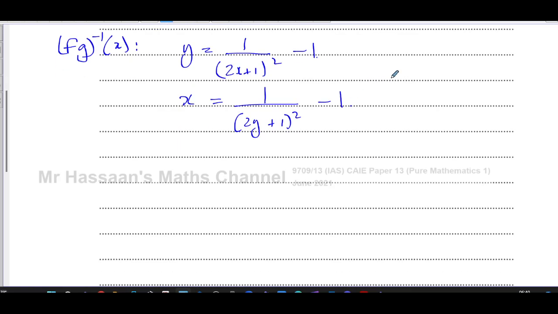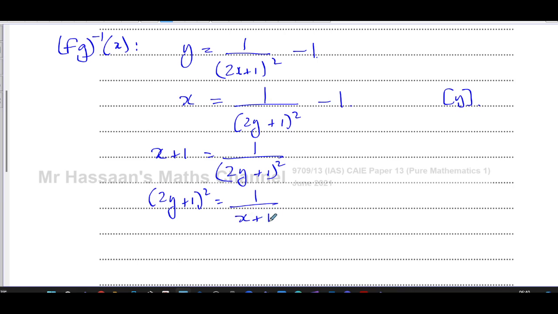Now I'm going to make y the subject. When I make y the subject, I'll end up with the form of the inverse. So first, I'll add 1 to both sides. So I have x plus 1 equals 1 over 2y plus 1 squared. Now I can cross multiply, or multiply both sides by 2y plus 1 squared and divide both sides by x plus 1, in which case I'll get 2y plus 1 all squared equals 1 over x plus 1.